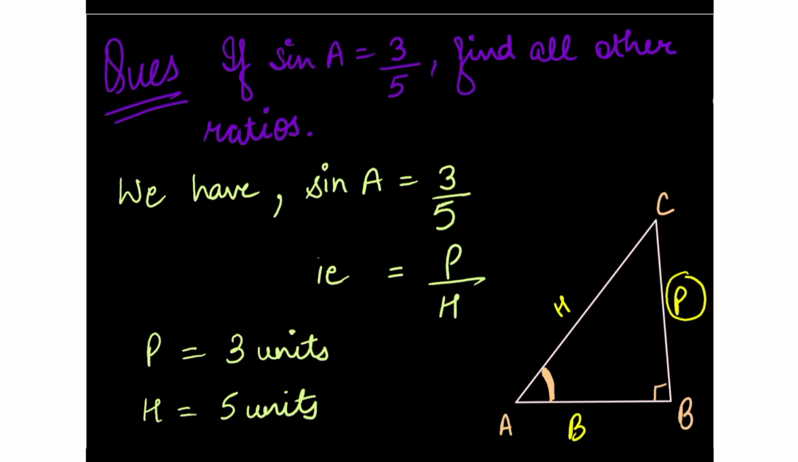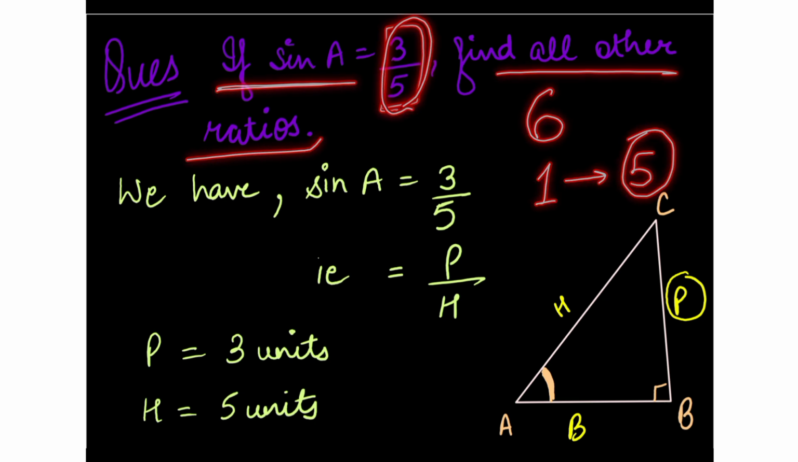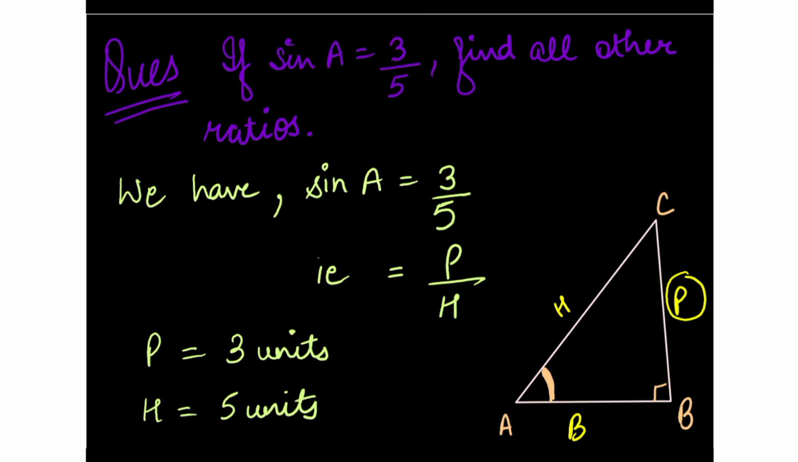So let us do the first question. The first question is, if sin A is equal to 3 by 5, find all other ratios. There are total 6 ratios. We have been given the one ratio and we need to find the other 5 ratios. So let us say that ABC is a right angle triangle, right angled at B, and angle A is the one with which we have to find the ratios.